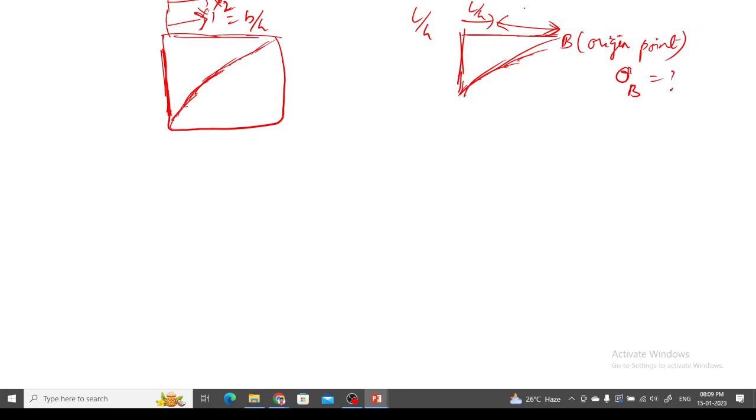Okay, so I have to find this out. It will be L by 2 minus L by 4, which will be L by 4. Slope or deflection? Slope or deflection, anything. Only for deflection I need the centroid. For slope I don't need the centroid. Only for deflection I need the centroid.